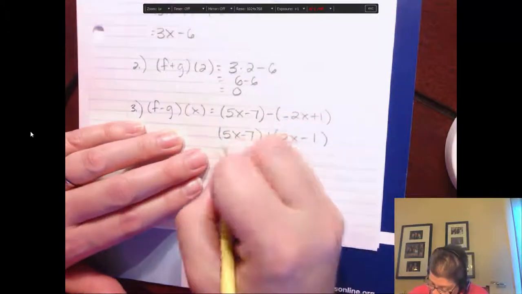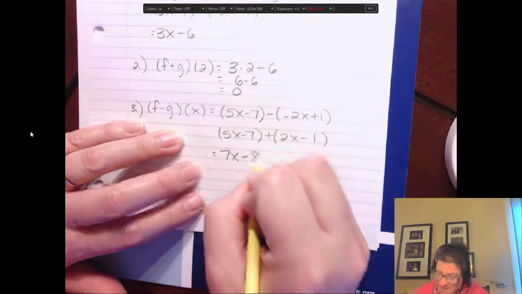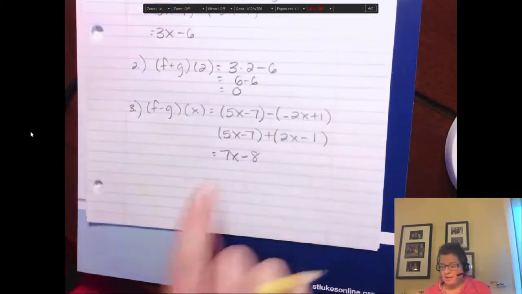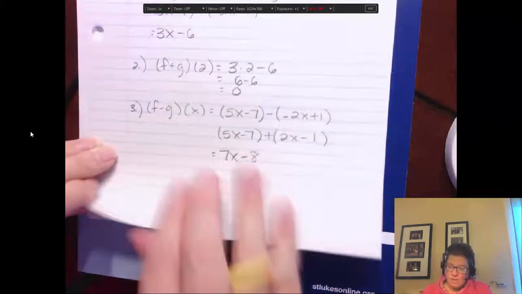Well, that's 7x. What is negative 7 plus negative 1? That's negative 8. And so my answer is 7x minus 8. So when I subtract them, clearly I don't get the same answers as if I add them. Okay. Next, what if on the same ones we wanted to multiply them?